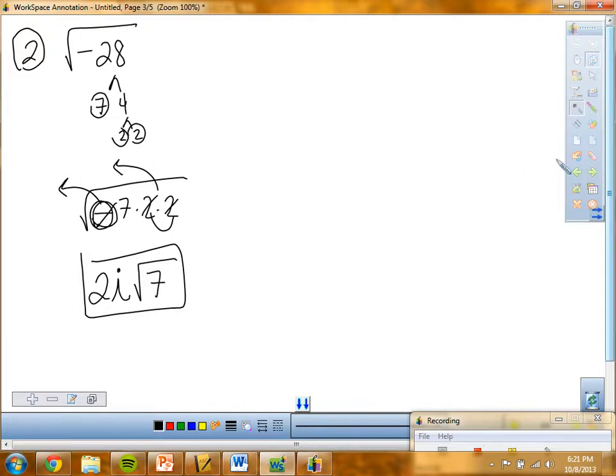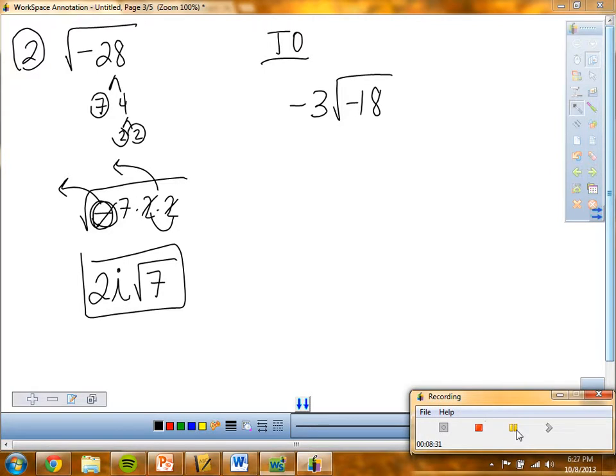So let's go ahead and try one on our own. Negative 3 times the square root of negative 18. Pause the video, take a second to try it out, and we will come back with the correct answer.